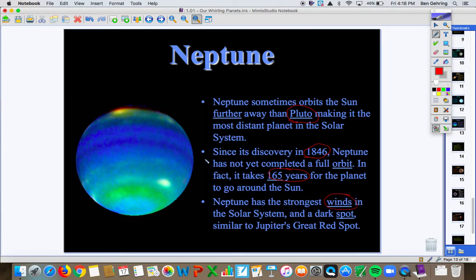And so Neptune, this image doesn't show you, but Neptune has a blue spot. So imagine if this was actually Neptune, this would be like the blue spot, which is just like Jupiter's red spot. So it's a storm, only on a different planet. So Neptune has its own storm as well.